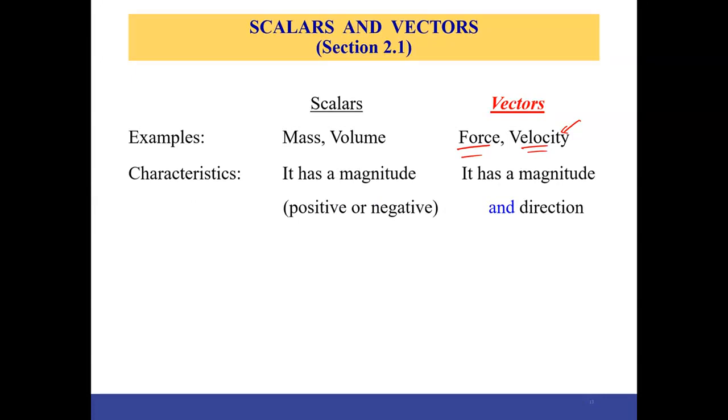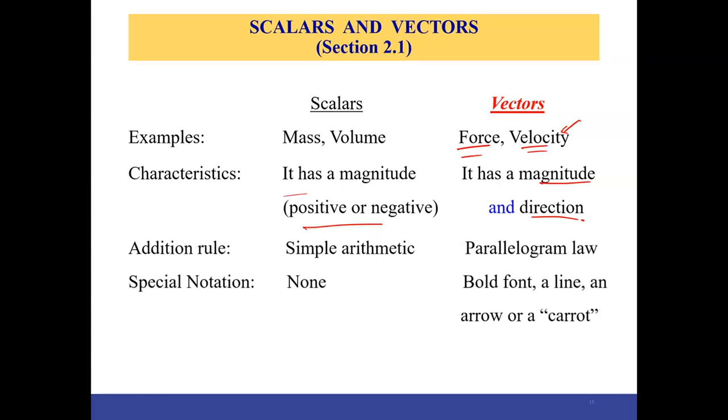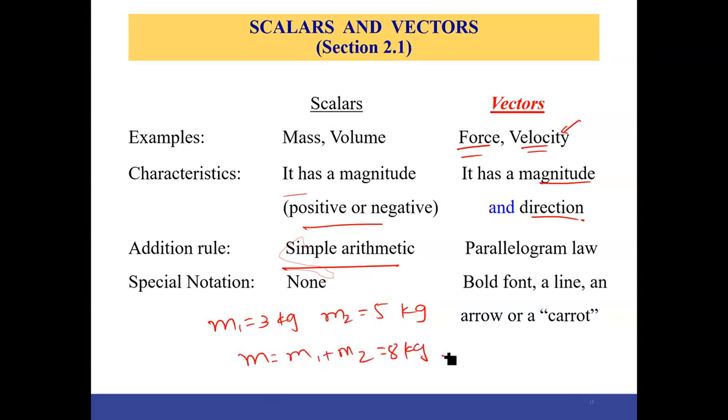So a scalar has magnitude, a vector has both magnitude and direction. A scalar can be positive or negative. Similarly, vector magnitude is always positive, but its direction can be positive or negative. We can add scalar quantities by simple math. If we have mass m1 which is 3 kilograms and mass m2 which is 5 kilograms, and together you connect them to the hook, the total mass will be simply m1 plus m2, that is 5 plus 3, which is 8 kilograms. However, if it is a vector, we cannot add it straightforwardly, but we need to find the resultant by vector addition.